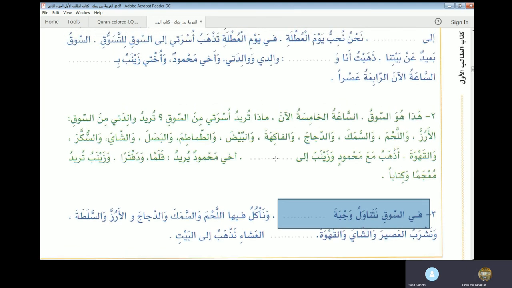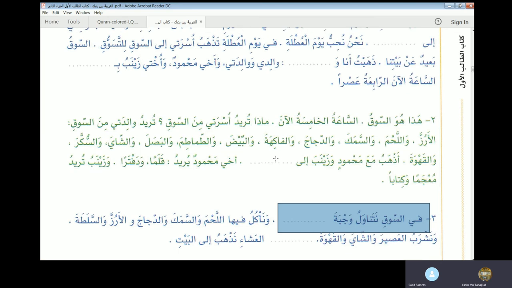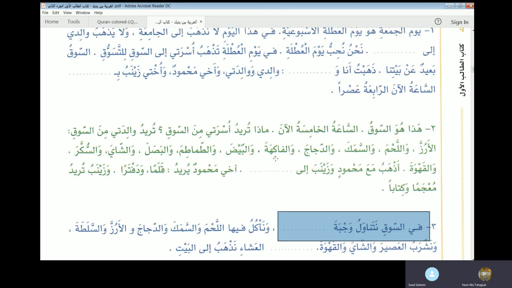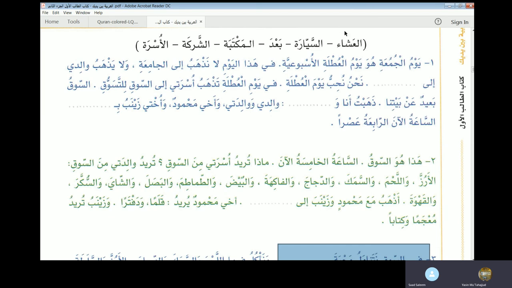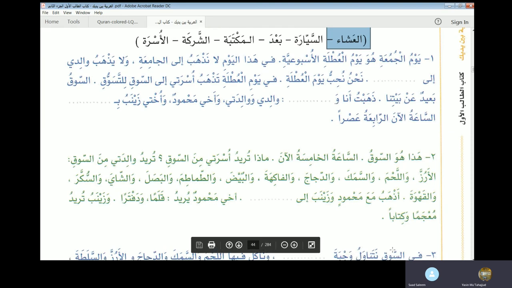We want a long meal. Isha. Fisuki in the market. Natanawalu wajabatal ashai. We eat dinner, or we take a dinner meal. In the market, we eat dinner.